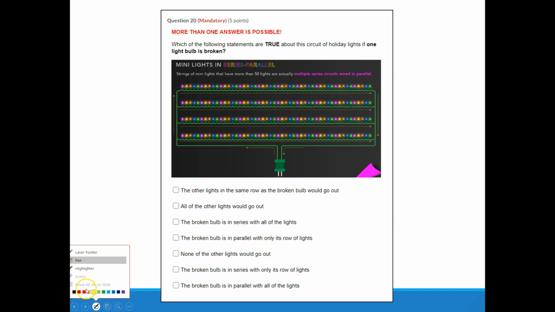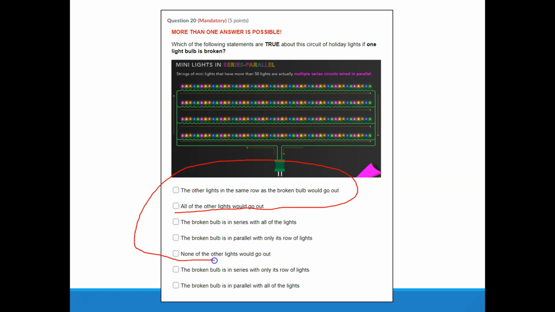Again, you are going to have two answers, so you should figure out what happens to the other lights, and then what kind of circuit this is. That should help us figure out number 20.